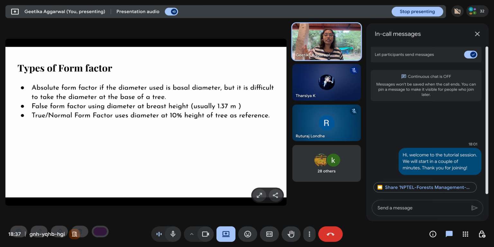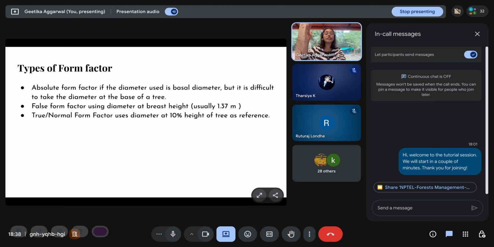So what basically is done to make our lives easier is to get a false form factor, which is actually by using the diameter at breast height. And diameter at breast height is usually considered to be 1.37 meters. So if an average height person stands and puts their hands out like this, then that is at breast height, and that is where they take the measurement of the diameter of the tree. So that's called diameter at breast height, and that's usually considered to be 1.37 meters, but it's different in different countries.